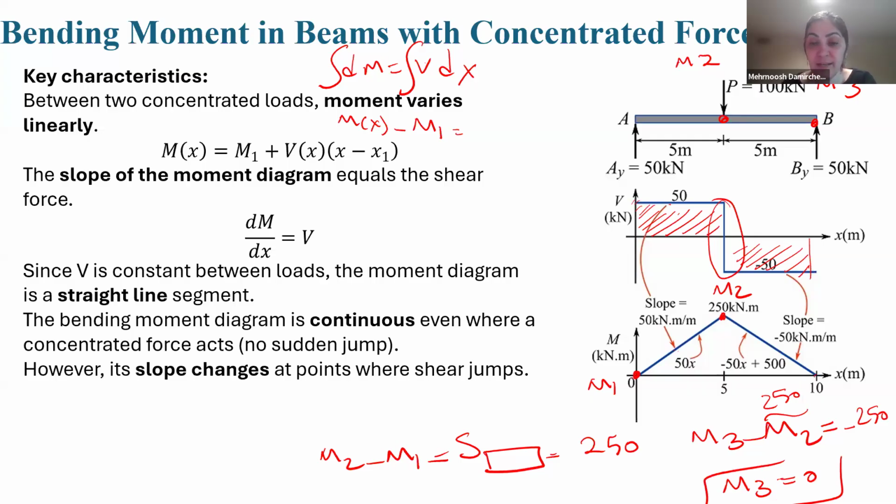And we see that the slope of this line is minus 50. Why? Because we had dM per dx. What is dM? It means the slope of the curve. The slope of this line is the V at this region, which is minus 50. So the slope of this line, according to this equation, should be the V at this line, minus 50.